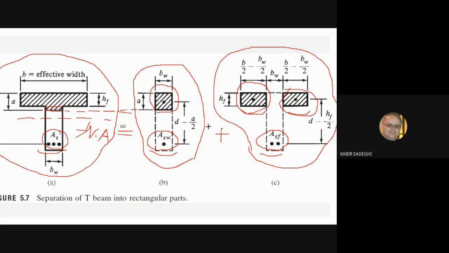And we calculate the moment in the first one due to tension in the steel. We call that T1 or TW, and compression in the compression zone, we call that CW. Why W? Because we consider just the web compression zone. This one you can write TW as well, doesn't matter, T1 or TW.